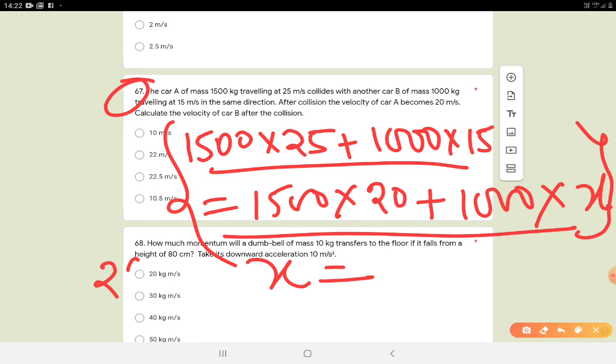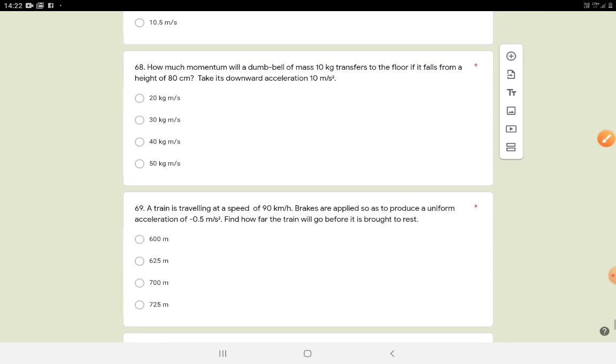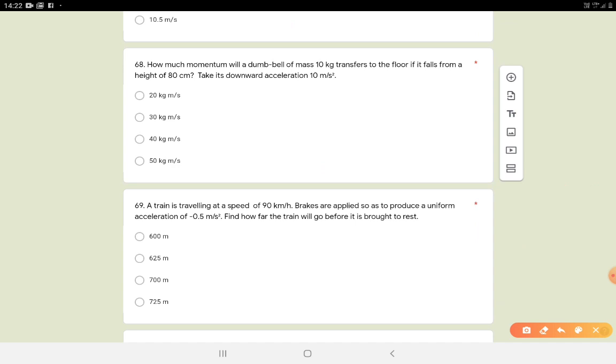Check it, and after that tell me what your answer should be. This is the equation. Now move to another question. How much momentum will a dumbbell of mass 10 kg transfer to the floor if it falls from a height of this? Take its downward acceleration as 10 meter per second square. Okay, this is a question.